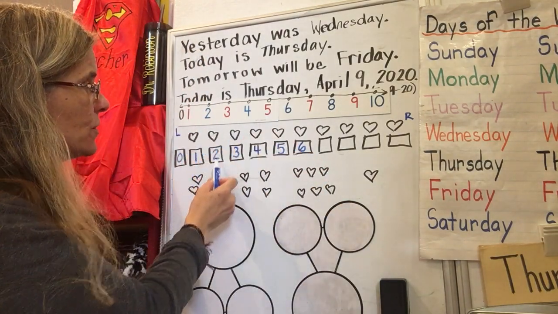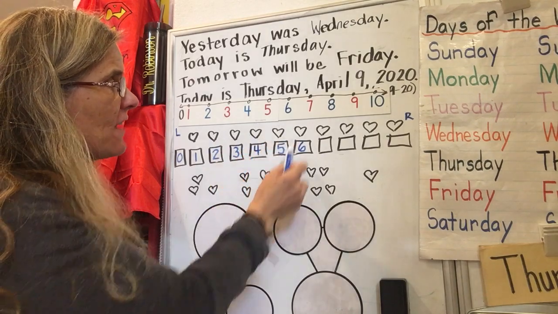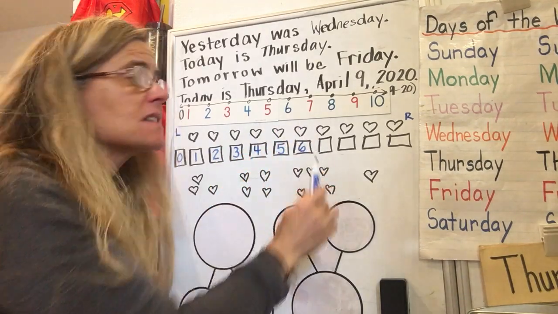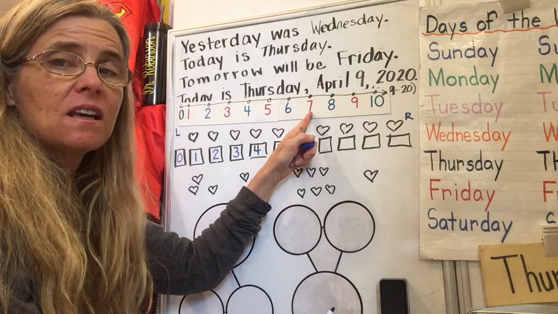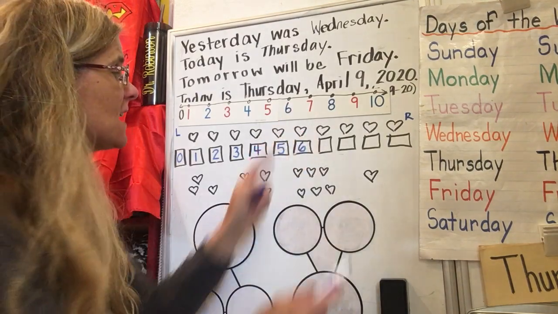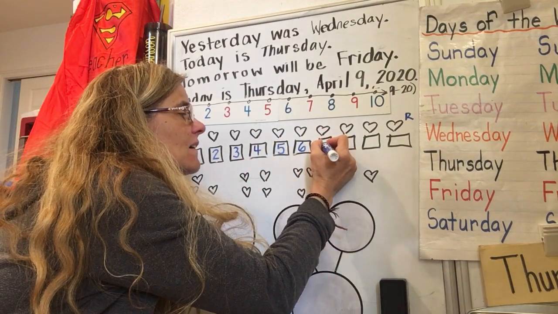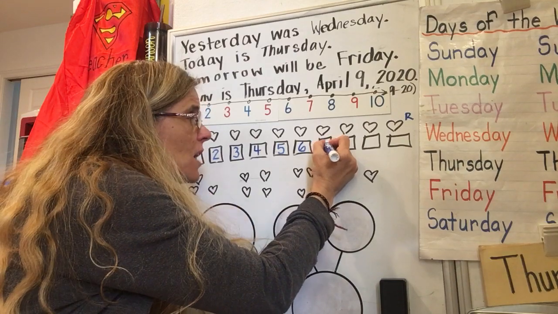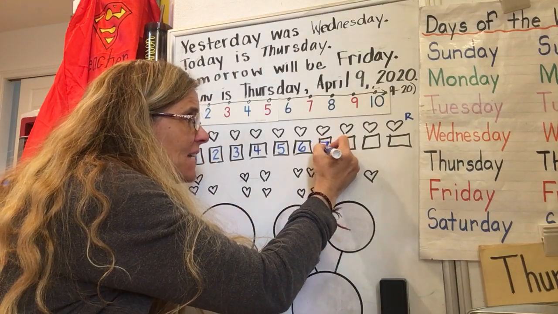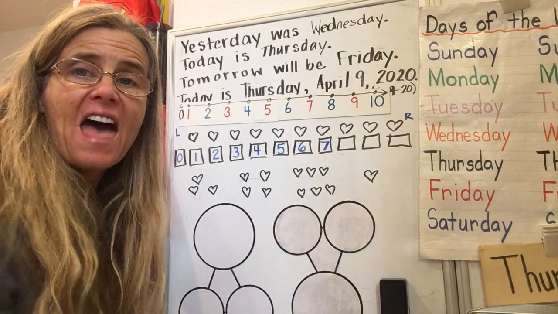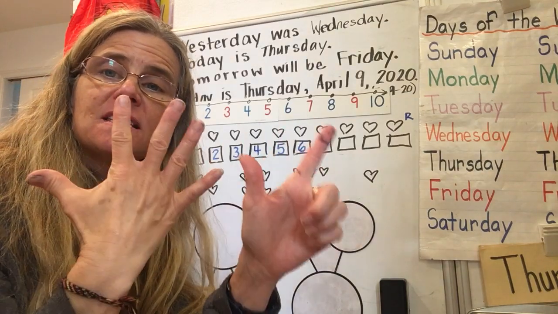1 heart, 2 hearts, 3 hearts, 4 hearts, 5 hearts, 6 hearts. What comes next? 6. After 6 comes 7. Fly right across the sky and at a left angle down from heaven. That makes 7.